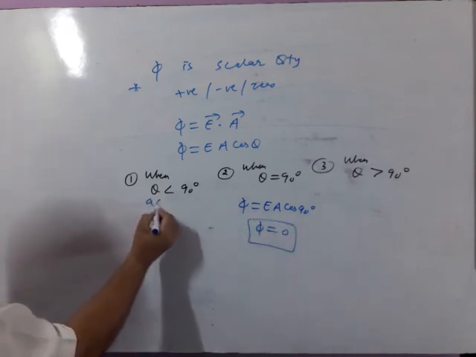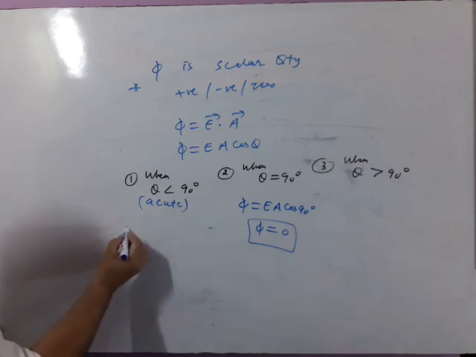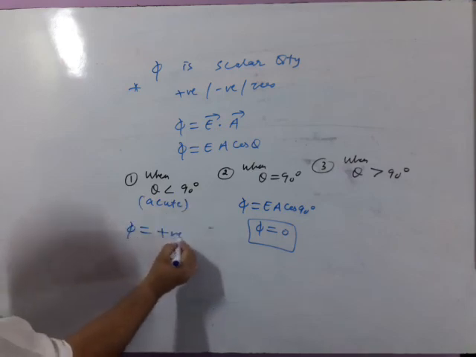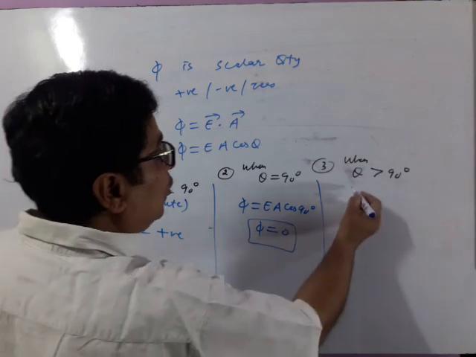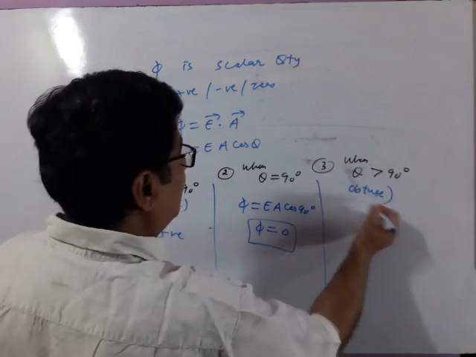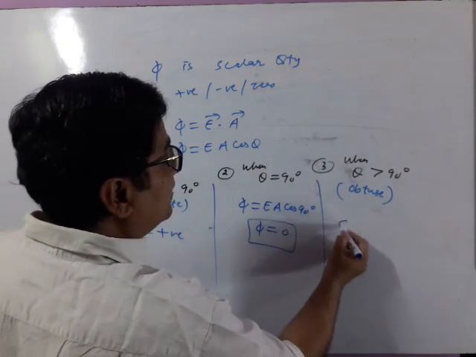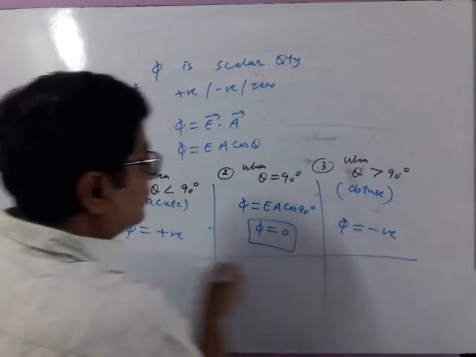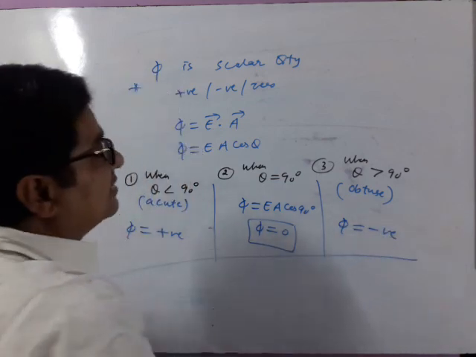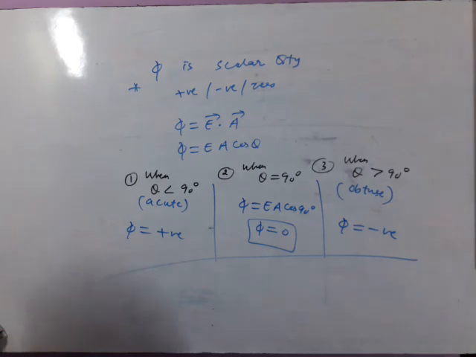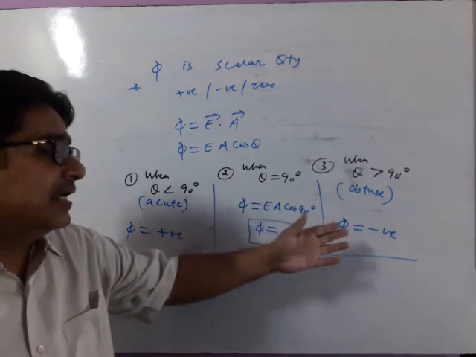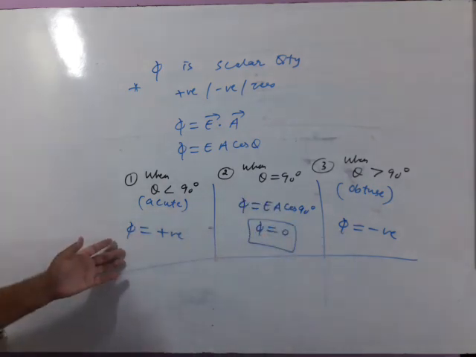When it is an acute angle, then you will see flux is positive. And when it is an obtuse angle, then it will be negative. So remember, flux is a scalar quantity. It can be 0, it can be negative, it can be positive. Got it?